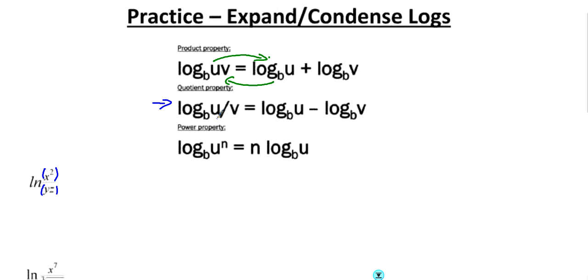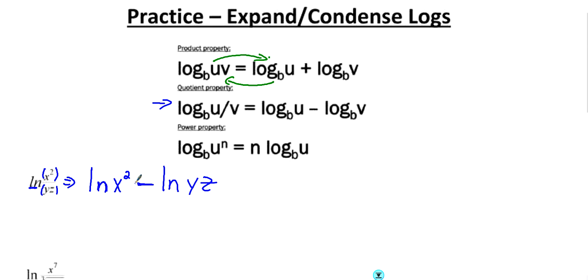It says if I have division, I can separate it into two logs that are exactly the same base with subtraction. So my first step is the natural log of x squared minus the natural log of yz. So you see how I've taken the numerator, written it as natural log because that's my base, and the denominator as another natural log, and there's subtraction between them. So that's how you expand that division.